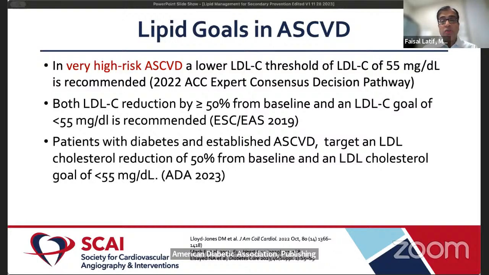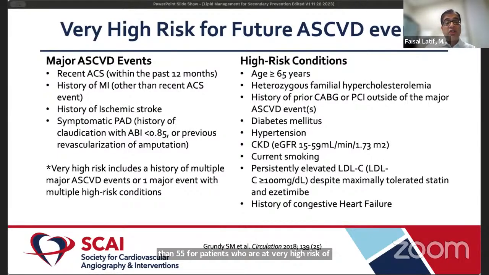So all in all, we should be targeting a goal of less than 55 for patients who are at very high risk of atherosclerotic cardiovascular disease. Next slide. So which patients are the major risk patients?